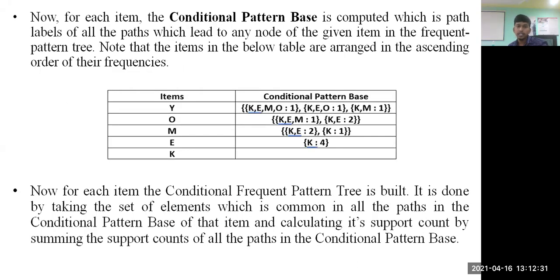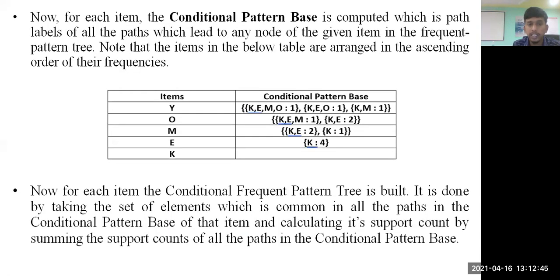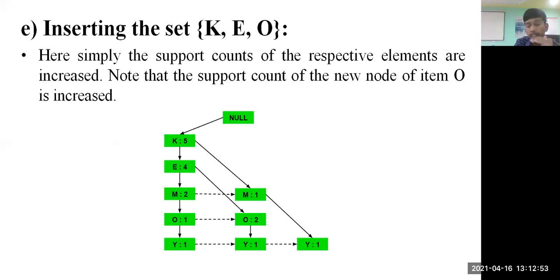So here you can see a table, and you can see K, E, M, O, Y from top to bottom. Now I am constructing my table from this tree using a bottom to top approach. You can see Y is at the bottom, then O, M, E, K. So these elements are taken into consideration, and according to these items, the branches will be considered.